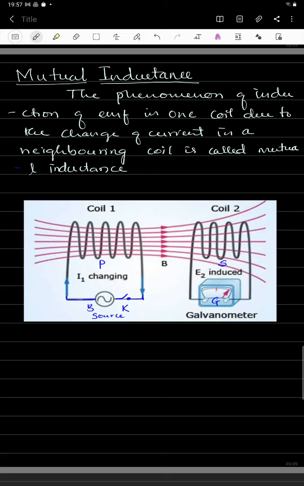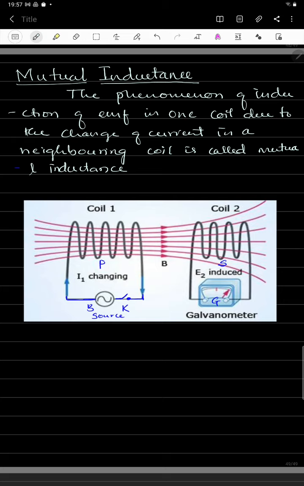So what will happen here? See here, this is called the primary coil, and the second one is the secondary coil. In the primary coil, we are taking a number of turns, and we are connecting a battery to the end of the coil, and from the battery we are supplying some amount of current through it. Here it is the same as in self inductance. What will happen? The procedure is going to be done in this circuit.